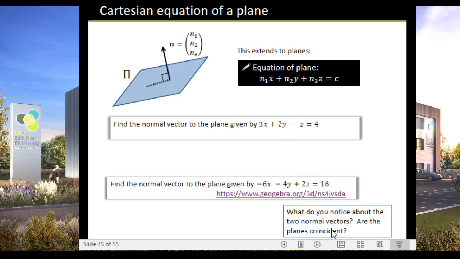What do you notice about the 2 normal vectors? The second one is a scalar multiple of the first. That means the normal vectors are in the same direction. Are the 2 planes coincident? Well, they look like different planes. Let's bring it up in GeoGebra and see what these 2 planes look like.